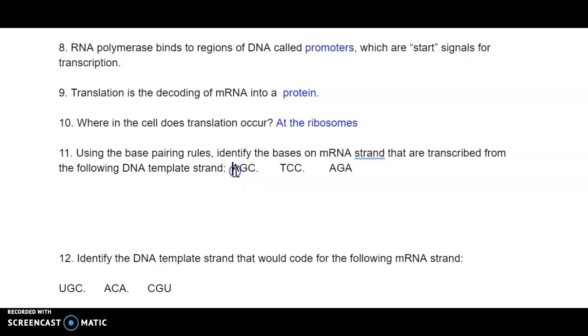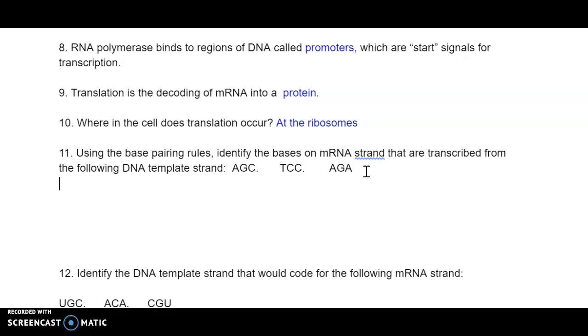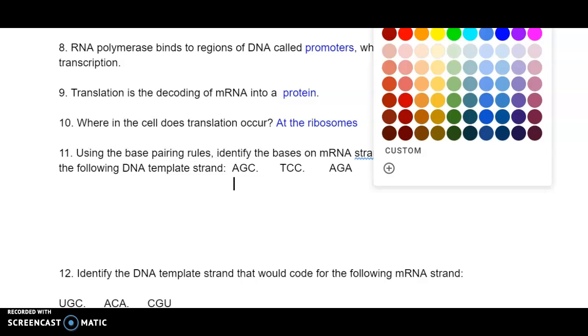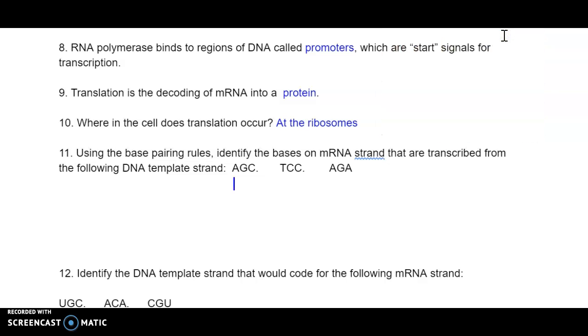Okay, so if we're making mRNA, if it's an A, we used to say A goes to T, but RNAs don't have T's. So if it's an A, it's going to be a U. G still goes to C, C still goes to G. T still goes to A. C goes to G, C goes to G. A goes to U. G goes to C. And A goes to U. That's what that would look like.